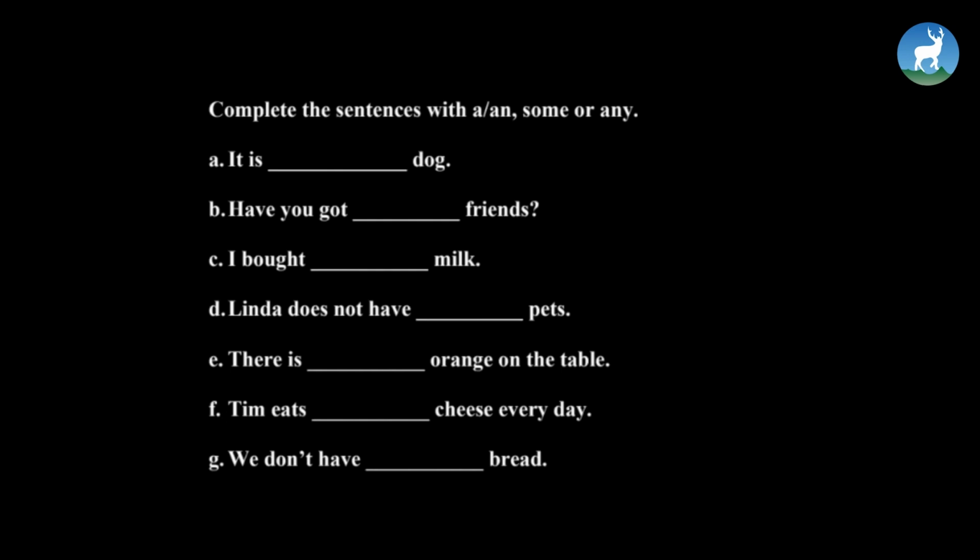Okay, our first sentence is, it is dash dog. Now, when we are talking about a singular noun that begins with a consonant sound, what do we use? Yes, we use a. So in this case, dog starts with a consonant sound, d, and it's singular. So here we write, it is a dog.